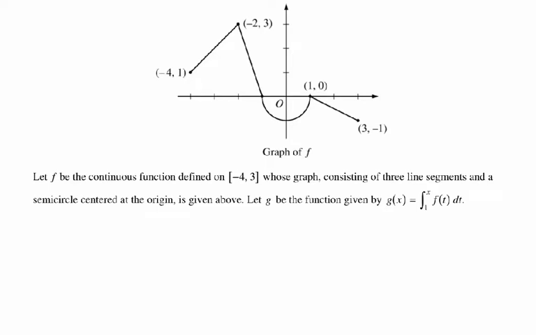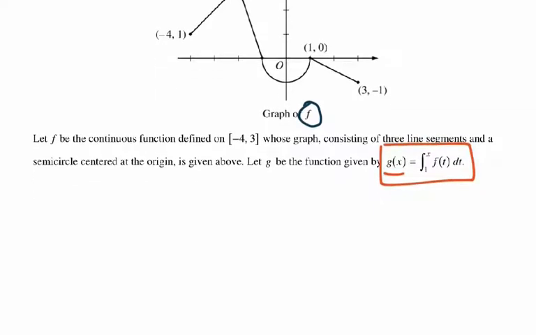Alright, so here's a graph of a function f. There it is there. And it says that f is a continuous function defined on the closed interval whose graph, consisting of 3 line segments and a semicircle at the origin, is given above. And here is the indicator that we should probably use the Superfund chart. g is the integral of f of t dt.